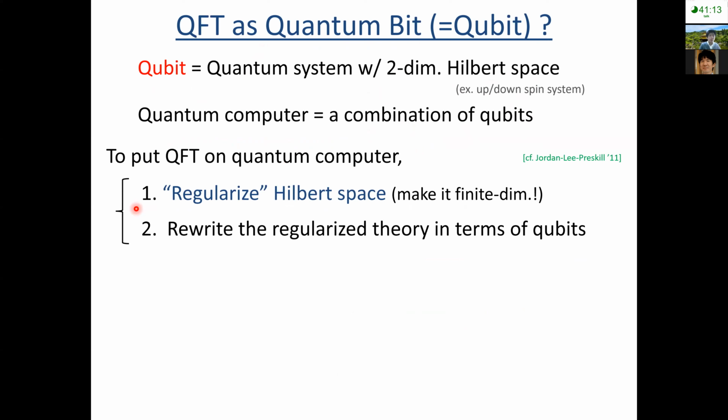If we want to put quantum field theory on a quantum computer, we have to do the following two things. First, we have to regularize the Hilbert space, because the Hilbert space of quantum field theory is typically infinite dimensional. And after we get the finite dimensional Hilbert space, we should rewrite the regularized theory in terms of qubits.